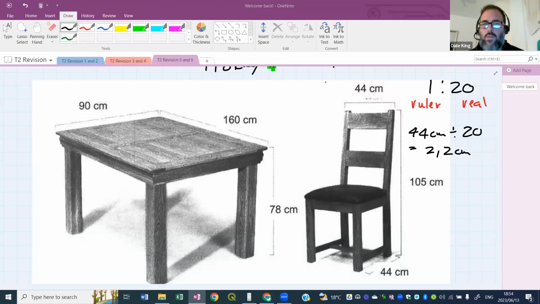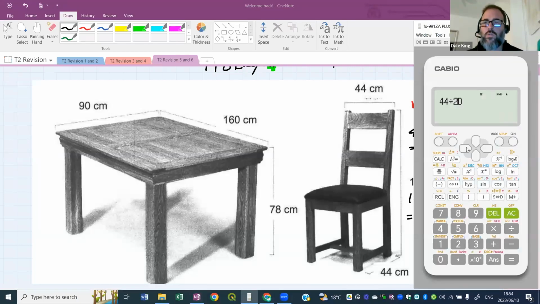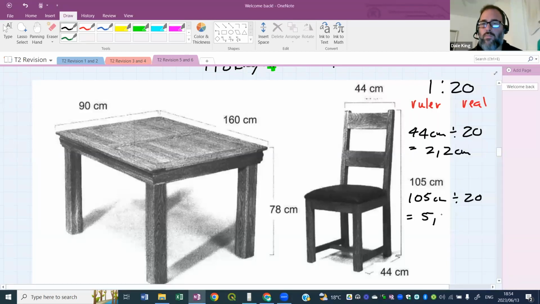Now the second one, we're going to do the same thing. So it's 105 divided by 20. Let's just change this 44 to 105. And we're going to get 5,25. And we do the same for this one. I'm just going to write you divided by 20, and it'll give me 2,2 centimeters.